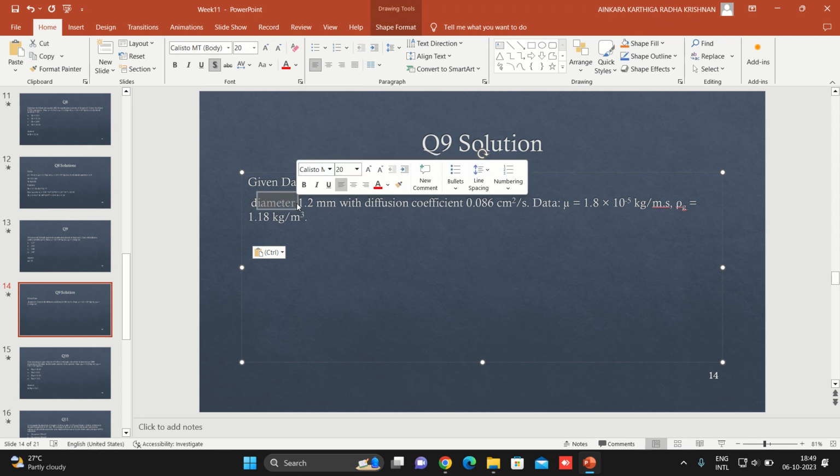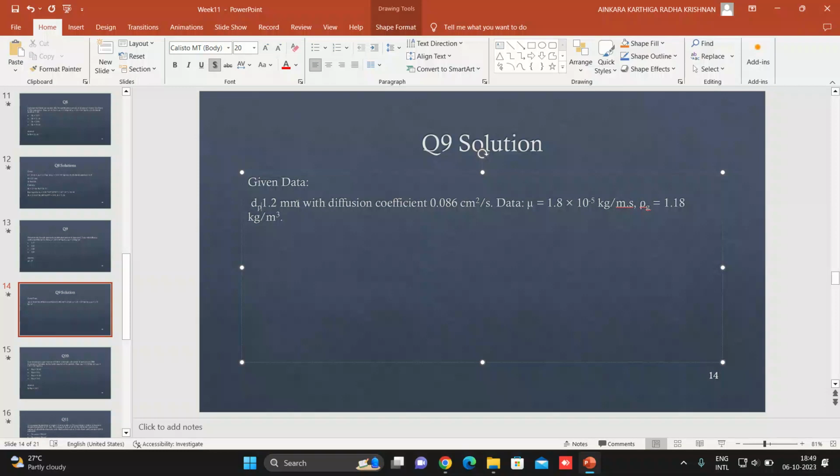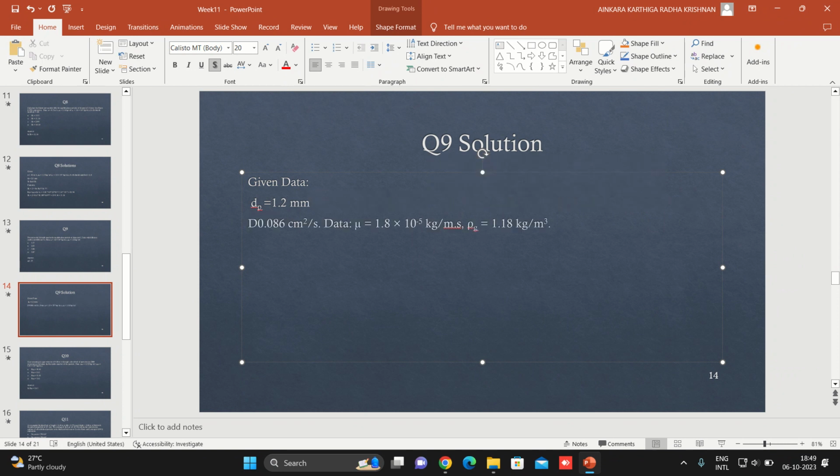dp is 1.2 mm with diffusion coefficient D equal to 0.086 centimeter square per second, and mu is 1.8 into 10 power minus 5 kg per meter second, and rho is 1.18 kg per meter cube. So we are asked to find the Schmidt number.